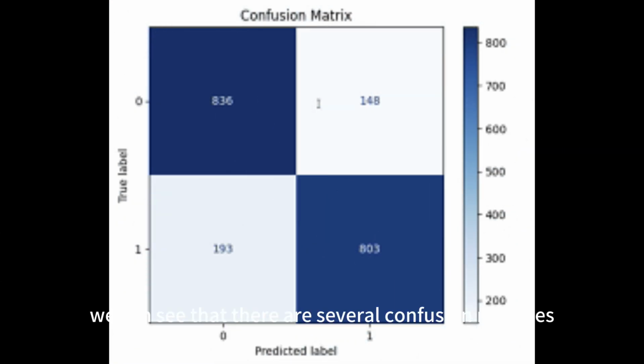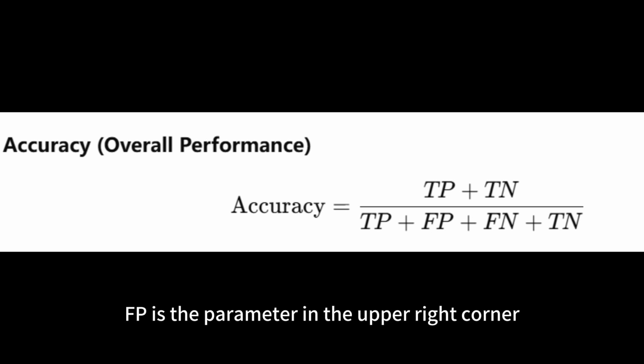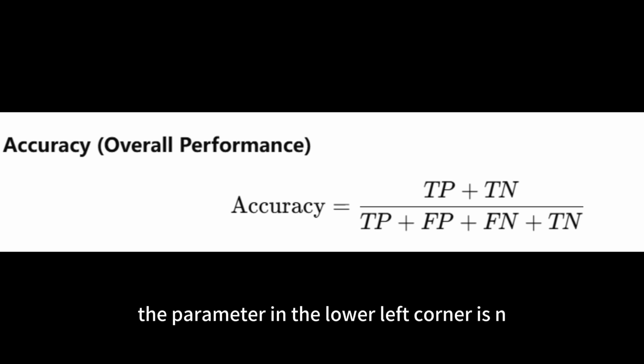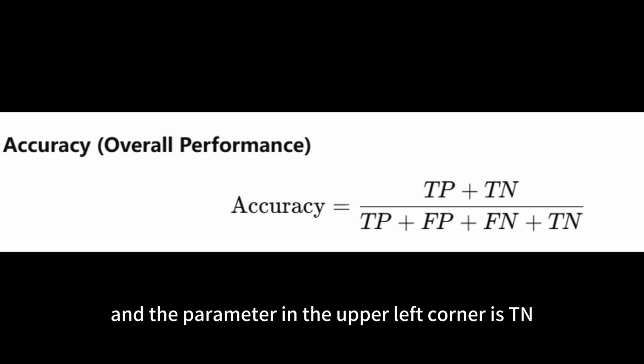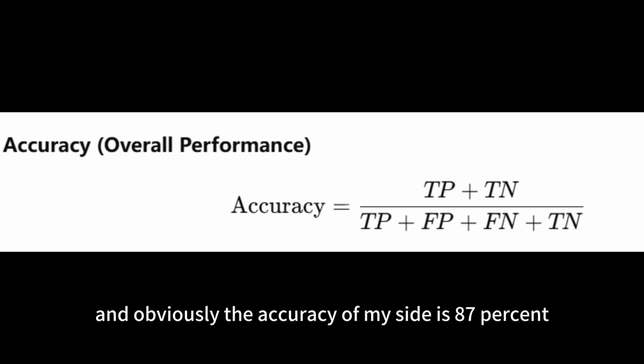We can see that there are several confusion matrices like this just now, and we will take one of them to explain. We will use a calculation formula, where TP is the parameter in the lower right corner of the picture just now, FP is the parameter in the upper right corner, the parameter in the lower left corner is FN, and the parameter in the upper left corner is TN. We calculate its accuracy through this, and obviously the accuracy on my side is 87%.